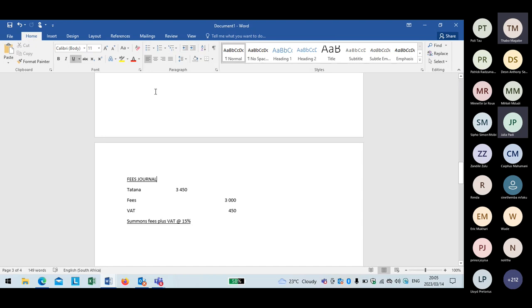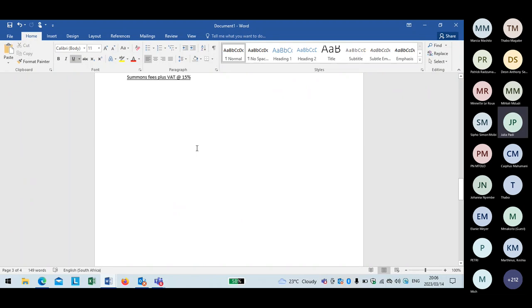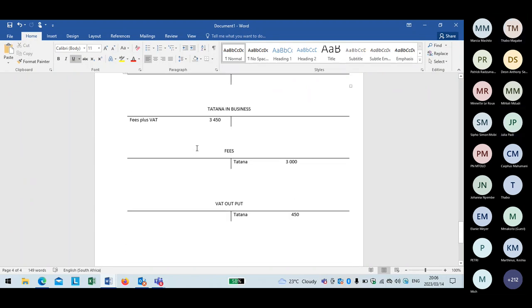Can I ask? Yes, you may. I understand this is for attorneys, but in practice, do attorneys also attend to doing these accounts? Because I even see it does not follow the principle of asset. I would have said that Tatana in business is a debtor, and fees is income. The principle we know in accounting is that fees increase on the credit side, and the debtor, which is an asset, would increase on the debit side, which is very simple. But I see how it's done here, that an attorney wouldn't really master that principle because it's not really being taught here. So how would they manage the accounts?